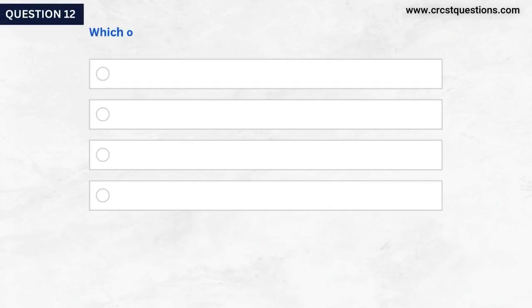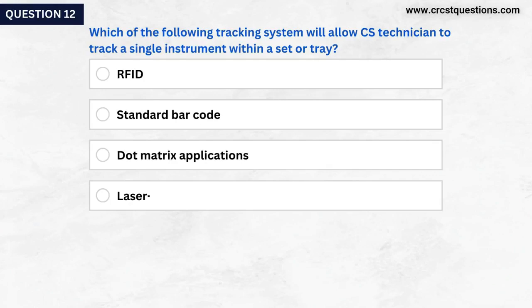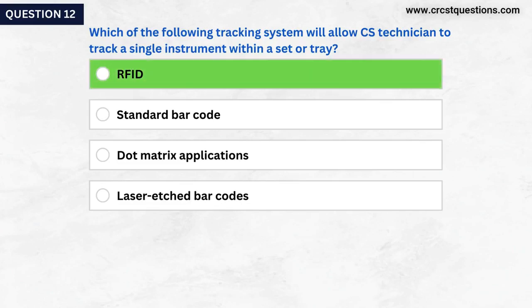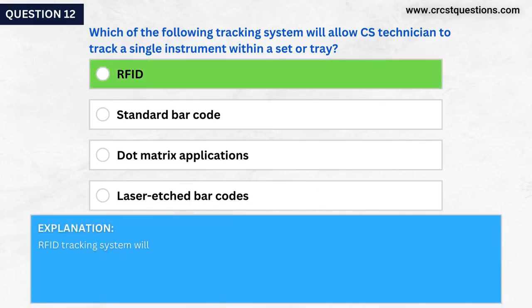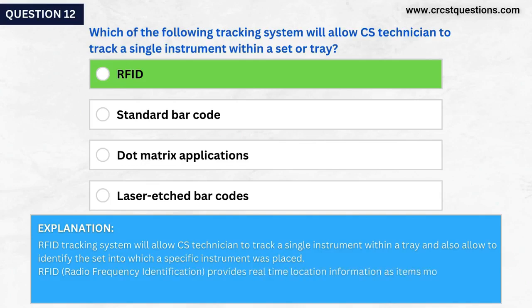Question 12. Which of the following tracking systems will allow a CS technician to track a single instrument within a set or tray? RFID, standard barcode, dot matrix applications, laser-etched barcodes. The correct answer is RFID. Explanation. RFID tracking system will allow CS technician to track a single instrument within a tray and also allow to identify the set into which a specific instrument was placed. RFID, radio frequency identification, provides real-time location information as items move through the facility and processing cycle.